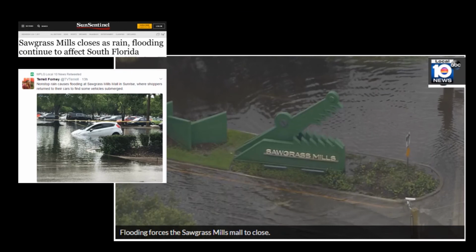All that water is not just inconvenient, it's also very expensive. Remember when Sawgrass Mills was closed for 3 days? Approximately $4 million in lost revenue was caused by that storm per day.